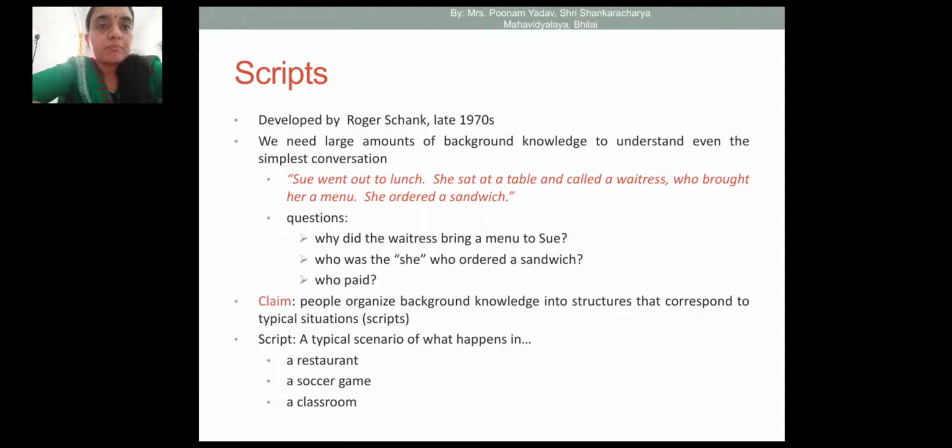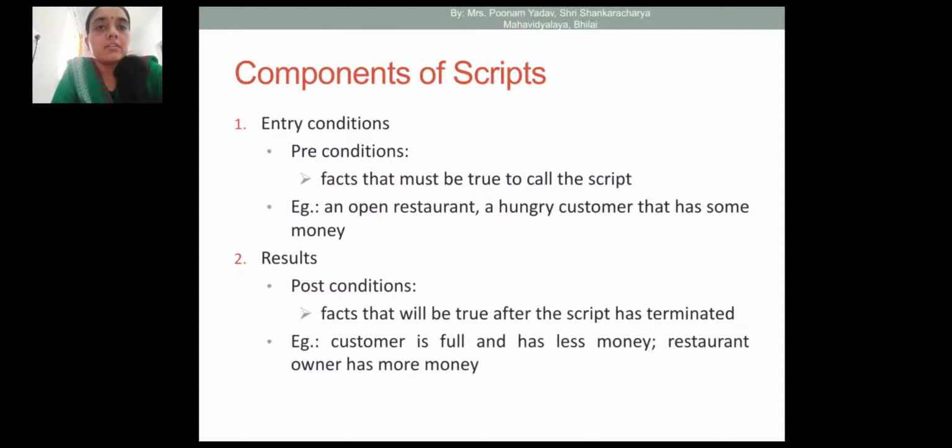Now scripts. For performing anything we need some background knowledge, some additional knowledge, or some script-like knowledge. So in the script they have an entry condition, then a result. Entry condition means the precondition before starting that script, the conditions of the facts when calling the script. Then result is the post condition, facts that will be true after the script has terminated.